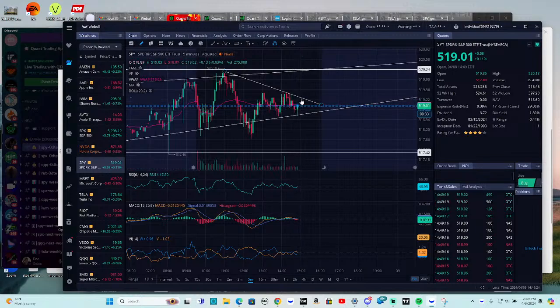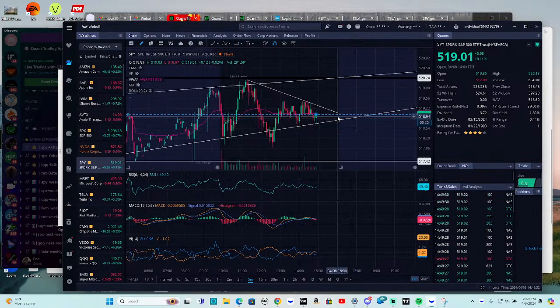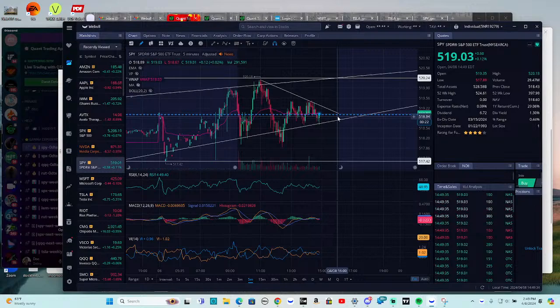So bounce up to the top of the triangle, bounce down to the bottom. 519 on the money actually might be a good, or maybe 518.94. Well, we don't have to get down to the penny, I guess, right? So 519 looks like a very high possibility. So a tight iron butterfly, maybe.